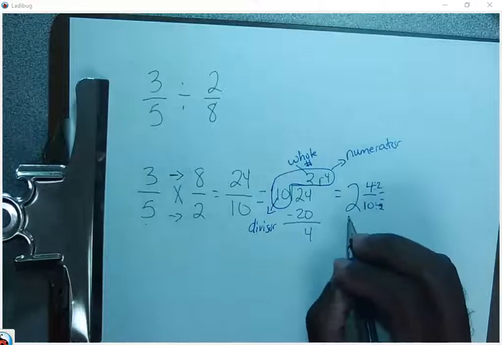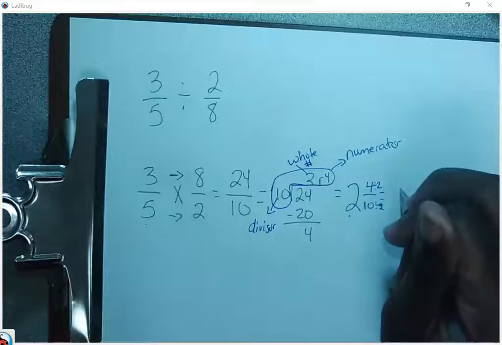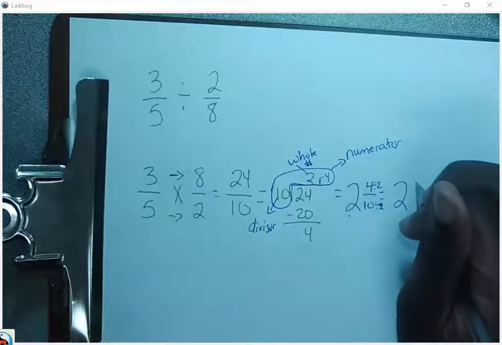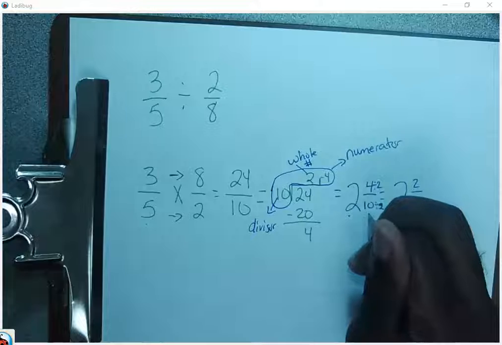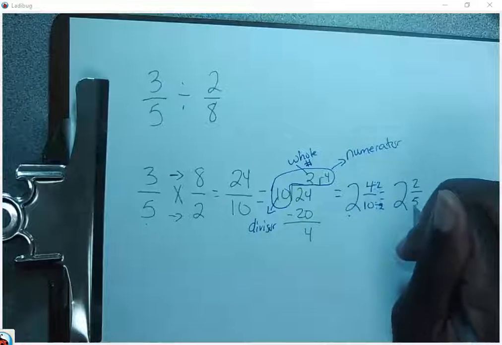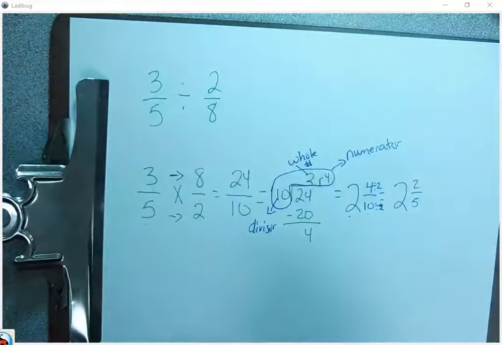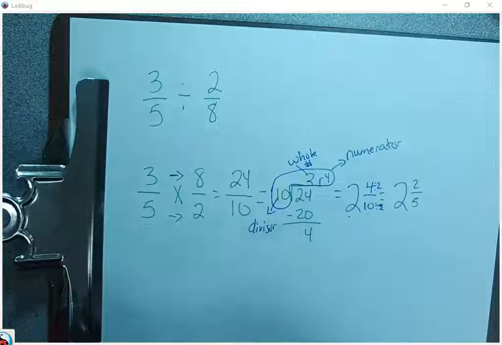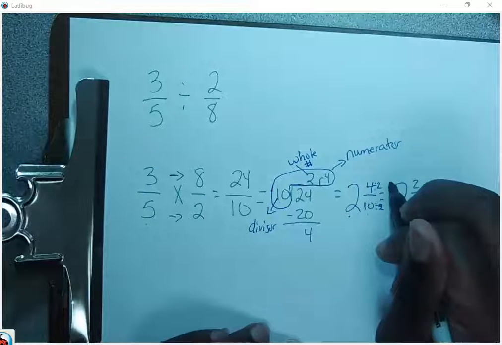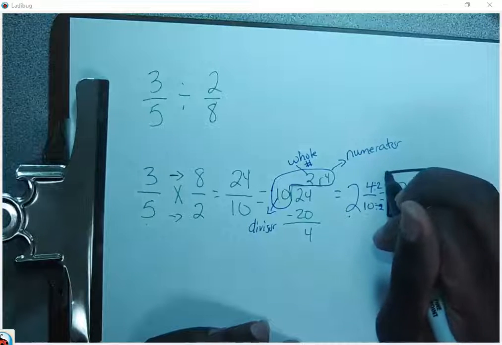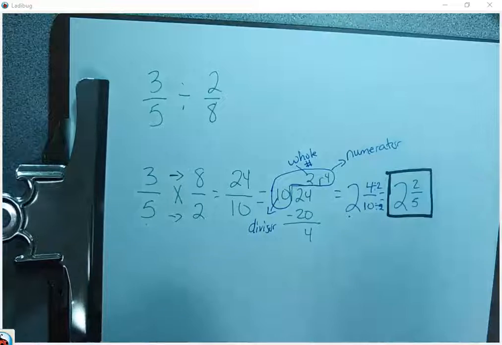So my whole number, I'm not going to touch that. That stays the exact same. So I'm going to bring that over here. 4 divided by 2 is 2. 10 divided by 2 is 5. So now I can say that 3/5 divided by 2/8 is going to equal 2 2/5 in its simplest form. And like I tell my students, always put some type of box or circle around your answer so that we know that's your final answer.